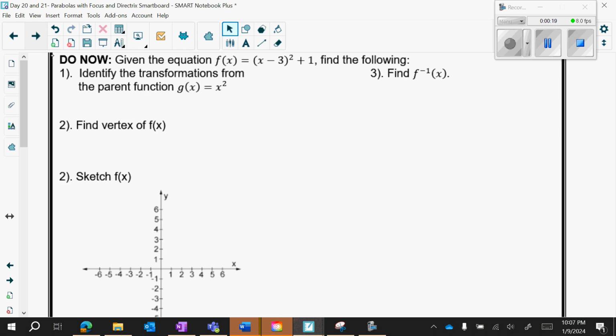So here we go. First, I want you guys to look. You're going to be in classwork. It's going to be called day 20 and 21. It's going to be parabolas with focus and directrix. So I do want to mention that. All right, so first I want you to look at this do now, and I want you to try this on your own very quickly. Pause the video here, and then we'll talk.